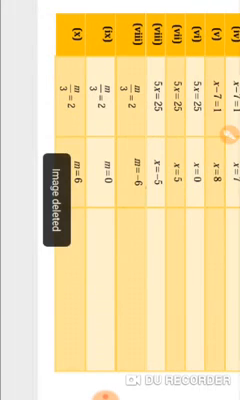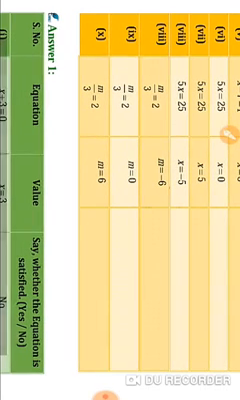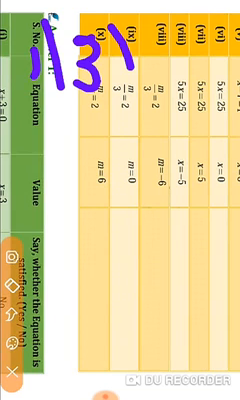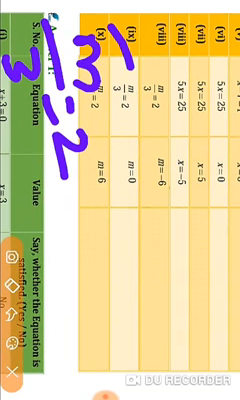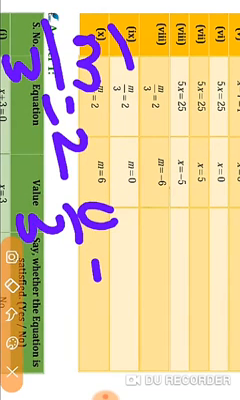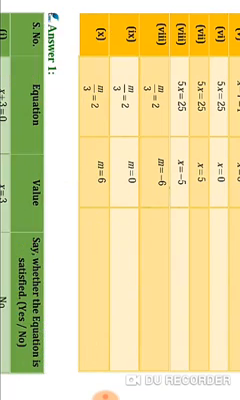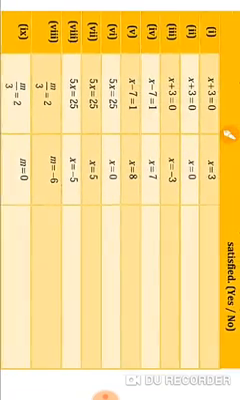Then, you may choose here. This one I'll choose, m by 3 is equal to 2, at m equal to 0. So 0 divided by 3 is equal to 2? 0 by anything is 0. So 0 is not equal to 2. That's why it is a no. Okay, so this is how we have to fill up this table.